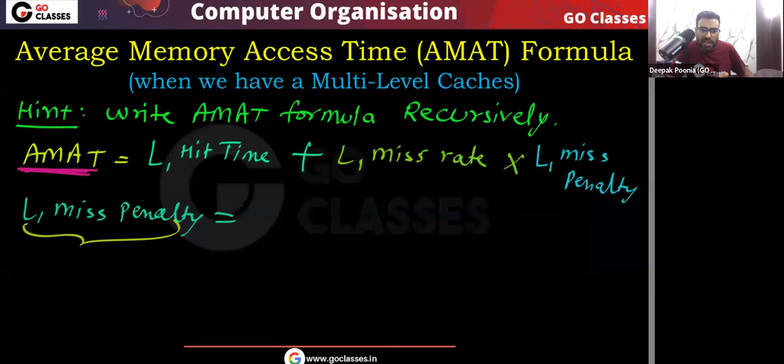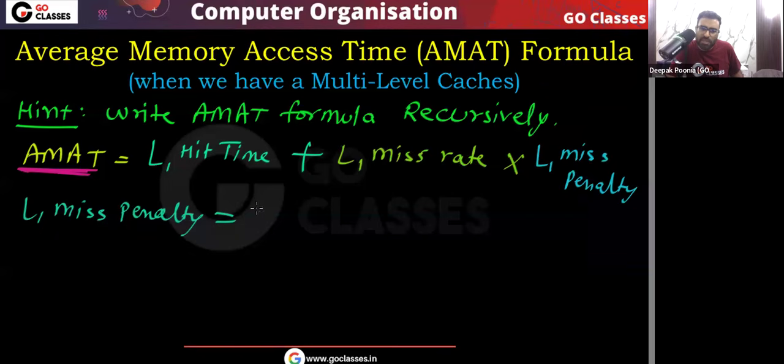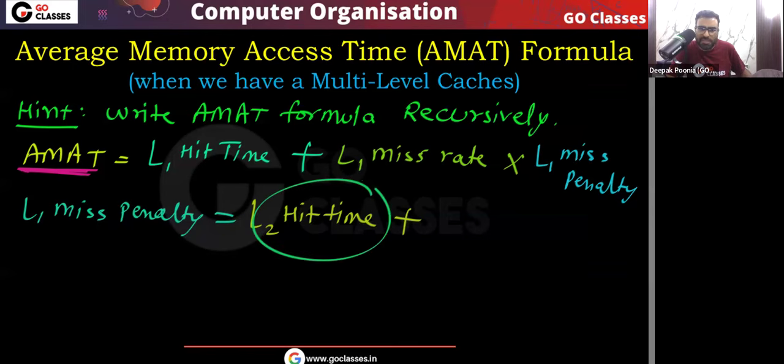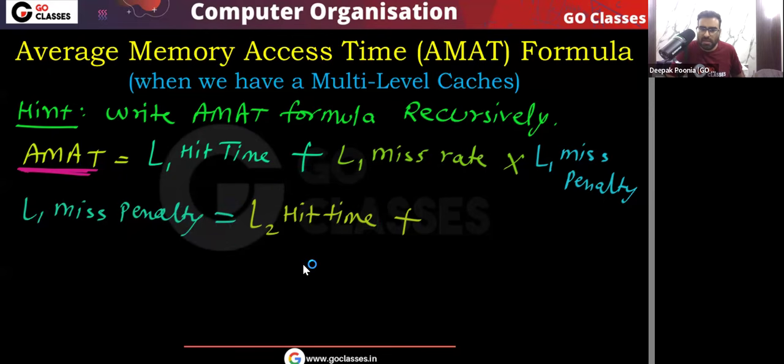So I can say that this L1 miss penalty is equal to, for every L1 miss, first we will always access the L2 cache to check whether there is a hit or a miss. So L1 miss penalty is equal to L2 hit time. Remember, L2 hit time is basically the L2 cache access time. Hit time or access time, we use them interchangeably for cache memory. So this L1 miss penalty is equal to L2 hit time, because for every L1 miss, first we will always access the L2 cache to check whether there is a hit or a miss.